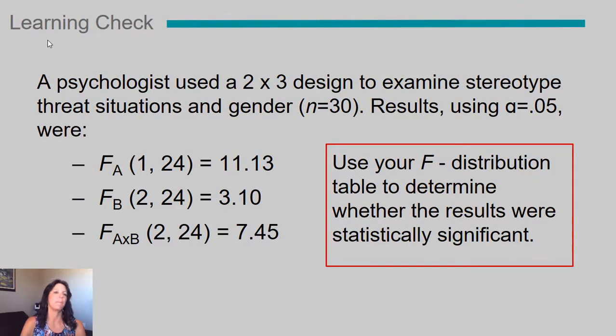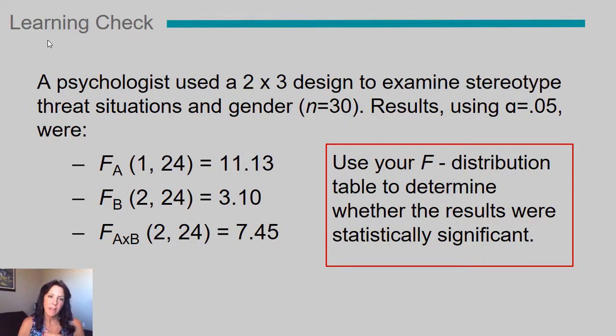So here's an example. A psychologist used a 2x3 design to examine stereotype threat situations and gender with an N of 30 total. Results using alpha 0.05 were as follows. So A had an F statistic of 11.13, B 3.10, and the interaction was 7.45. We're going to use the F distribution table to determine whether the results were statistically significant.